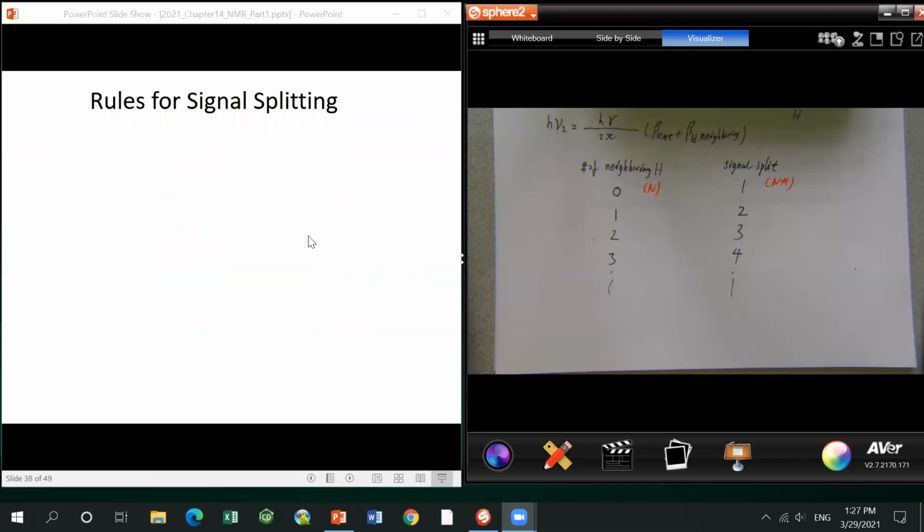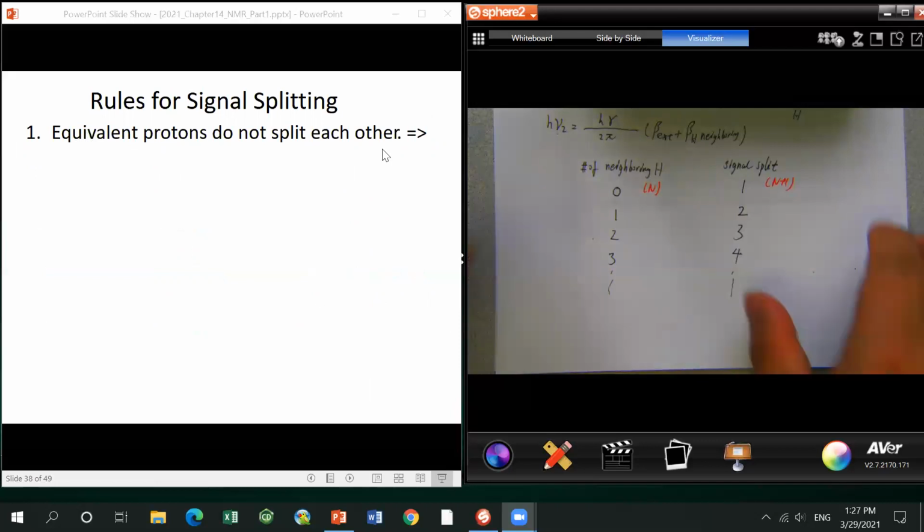All right, so some rules of the splitting, the coupling. First, we already learned that equivalent protons don't split each other's signals. Right. So okay, one example. Get a new page.